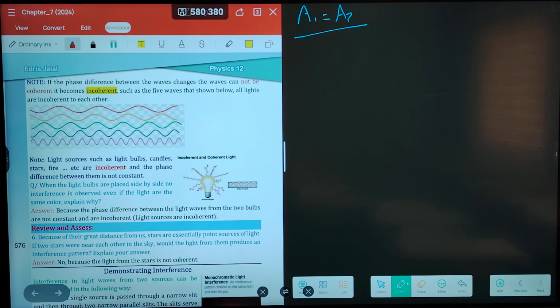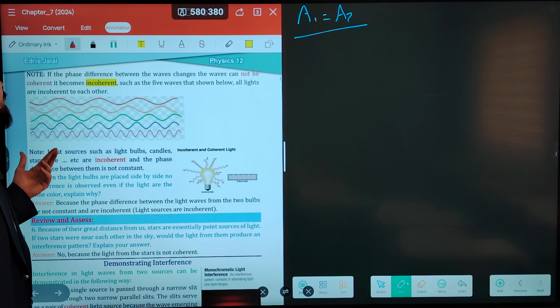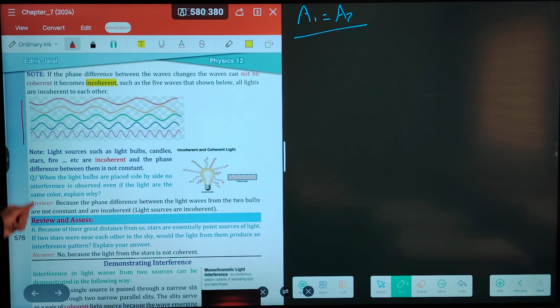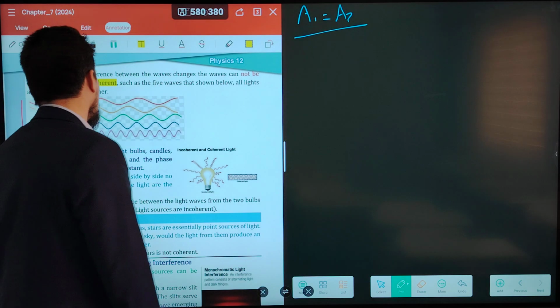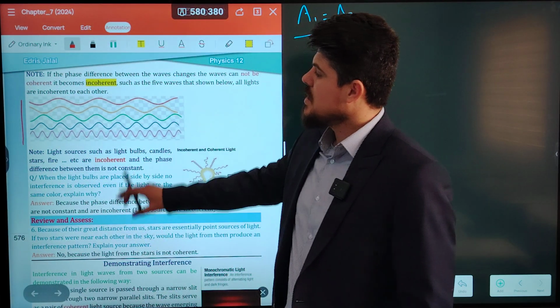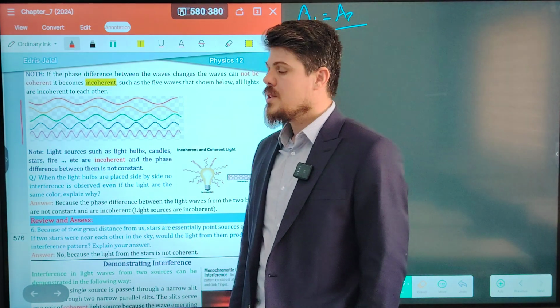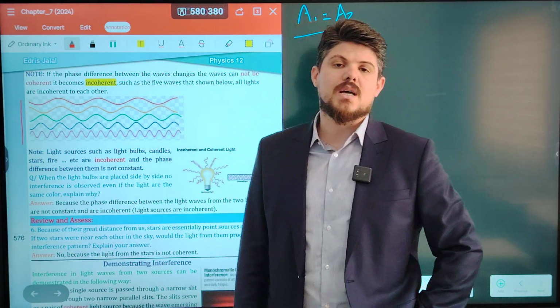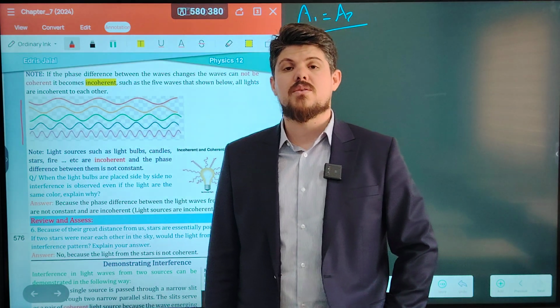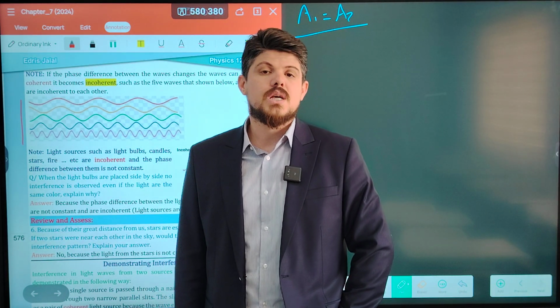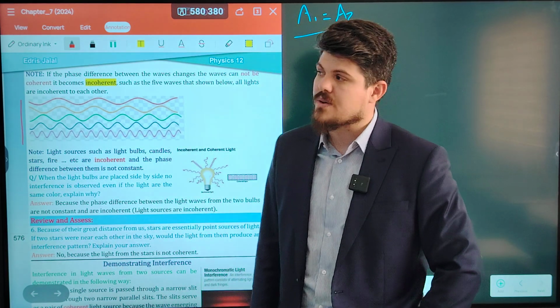If the phase difference between the waves changes, the waves cannot be coherent. It becomes incoherent, such as these examples of incoherent wavelengths. Can we say these 5 colors are coherent? No, because they don't have the same wavelength. What is the condition of the coherency of the two waves? The two waves must have the same wavelength. Okay?